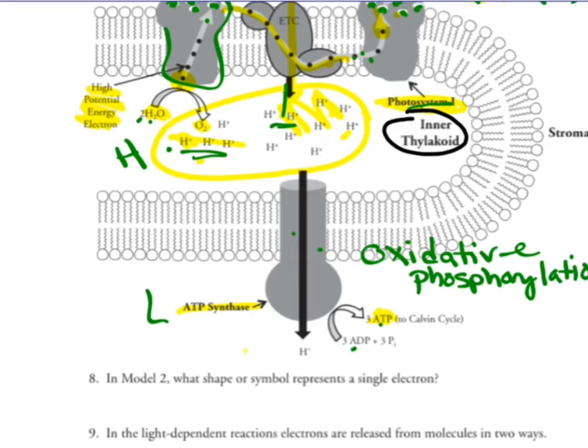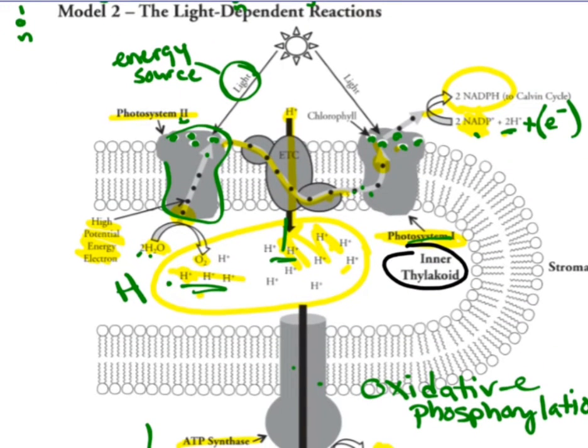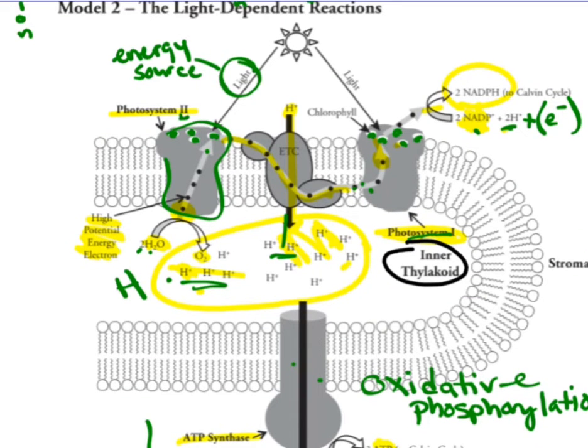Phosphorylation, adding a phosphate. You're able to add that phosphate because you built a proton gradient when you oxidized water. Okay, what is being oxidized in this? Water is being oxidized. What is being reduced? Who is accepting an electron in this? NADP plus, okay, is being reduced. So these are oxidation and reduction reactions.